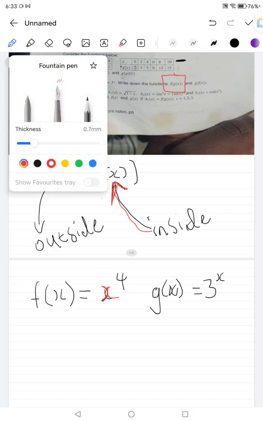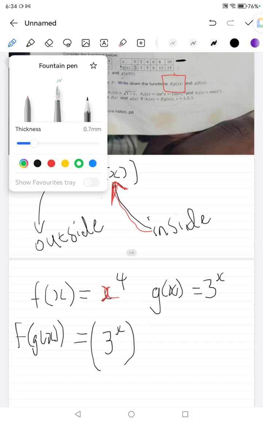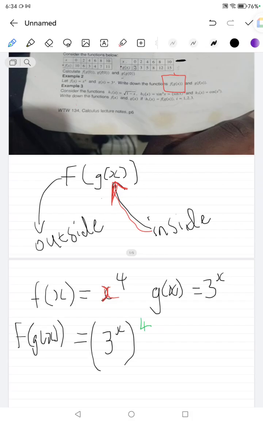So now what does this mean? It means you're going to have a final answer for f of g of x. Remember where I said where you have the x in red, this is where you're going to be substituting g of x. It means now you're going to have that 3 to the exponent x, which is your g of x, the one that's going in. Then outside we're going to have this 4, which is already there.